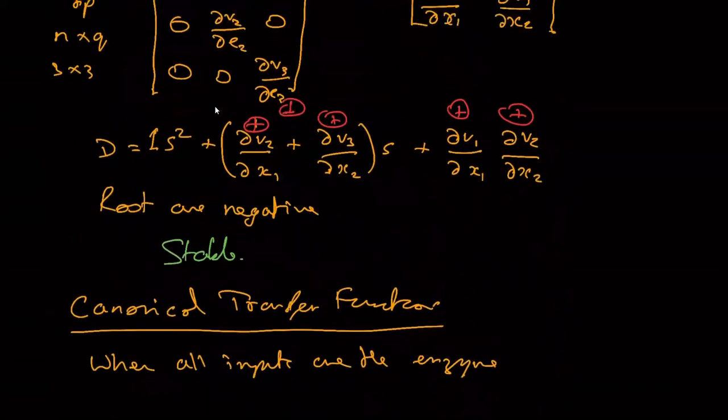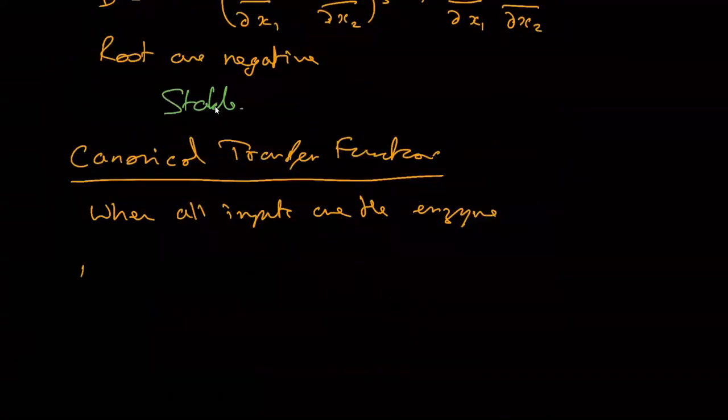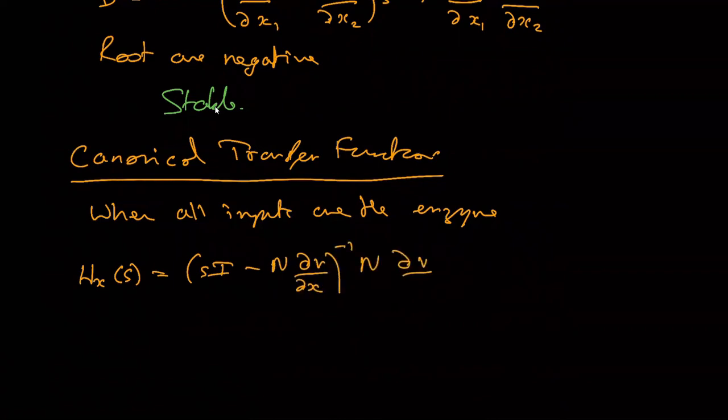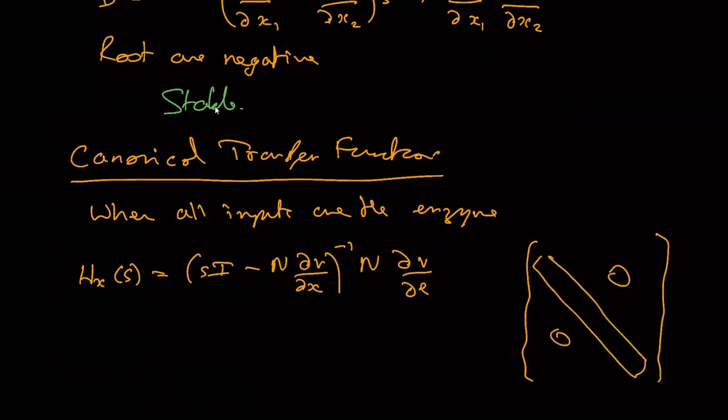So let's write the H of x down, for example, just to show you what I mean. So this is (sI - N dv/dx)^-1 N dv/dp. Now, before I put the p down, let's say we're dealing with all the enzymes, so I could put dv/de. Assuming all the enzymes only act in their respective reactions, I'll get a main diagonal and everything else is 0.